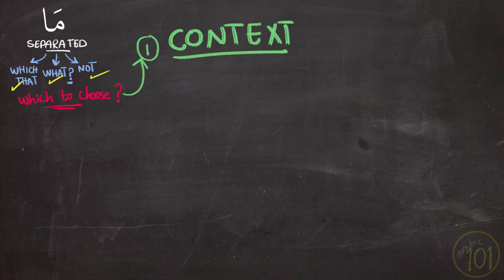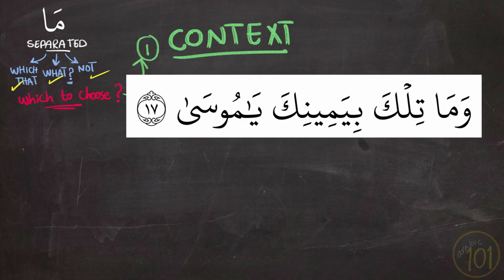For example, this ayah from Surah Taha. Just by following the first 7 lessons which I talked about in the beginning, you should be able to understand every single word in this ayah. This understanding should help you decide the right meaning of ma. So let's see how this works. The ayah is as follows.